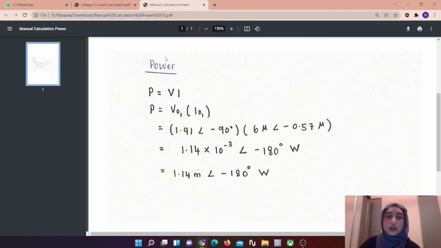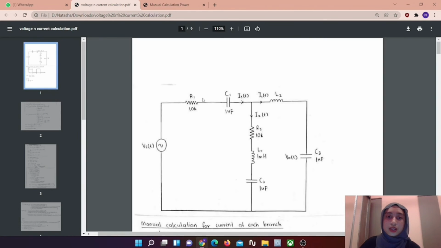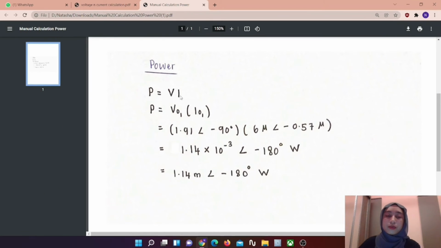Now, I will explain the manual calculation for power in any branch. For the power calculation, I will choose the first branch, where the value of resistor R1 is 10 kilo ohm, and the value of capacitor C1 is 1 microfarad. The formula for power is P equal to V times I, which is voltage times current. So for the first branch, we need to calculate V01 times I01.